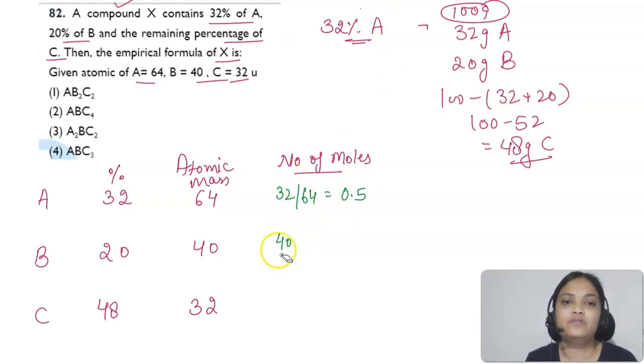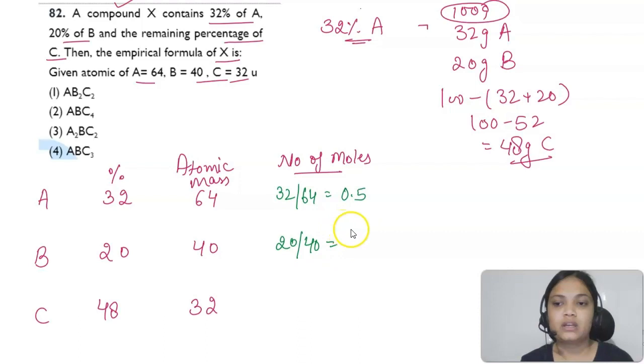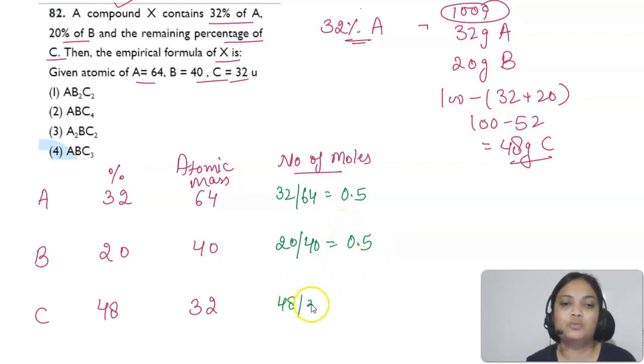20 upon 40 it would be, na? Given mass is 20 and the mass is 40. So 20 upon 40, it is going to be 0.5 again. Then 48 upon 32. So it will come out to be 12 threes are, 12 fours are, and 16 threes are and 16 twos are. Okay, so 3 by 2 means 1.5.